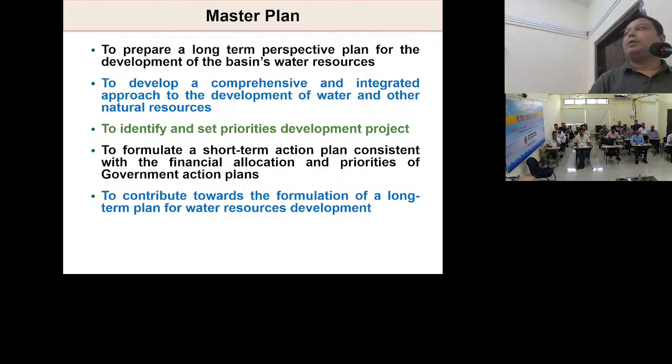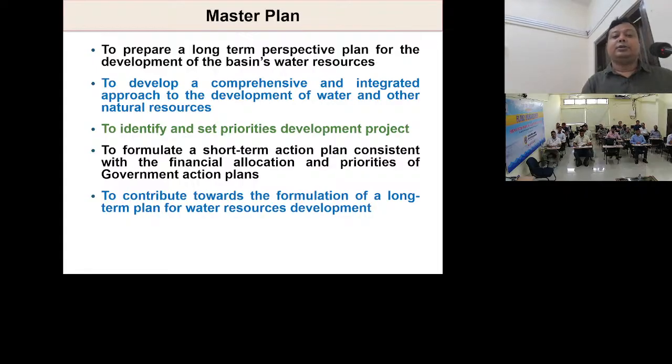So as I said in the first slide, our first work is preparation of the master plan. So what will we do in a master plan? These are the points you have seen. The first point is that we will go for a long-term plan for the development of this whole basin. What we were discussing in the last 5 days was only flood management, but there are a lot of issues in these basins. So we will go for overall development of the basin. No doubt, flood management is one of the important parts. Then, to develop a comprehensive integrated approach to the development of water and other natural resources.